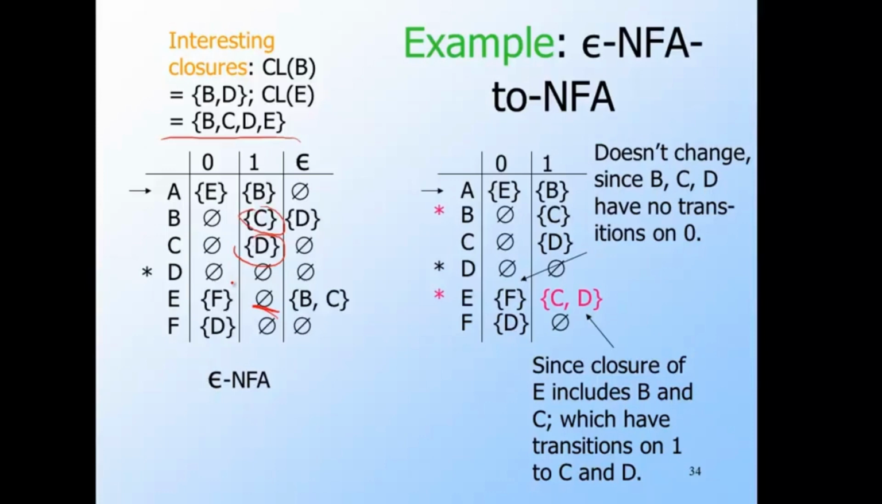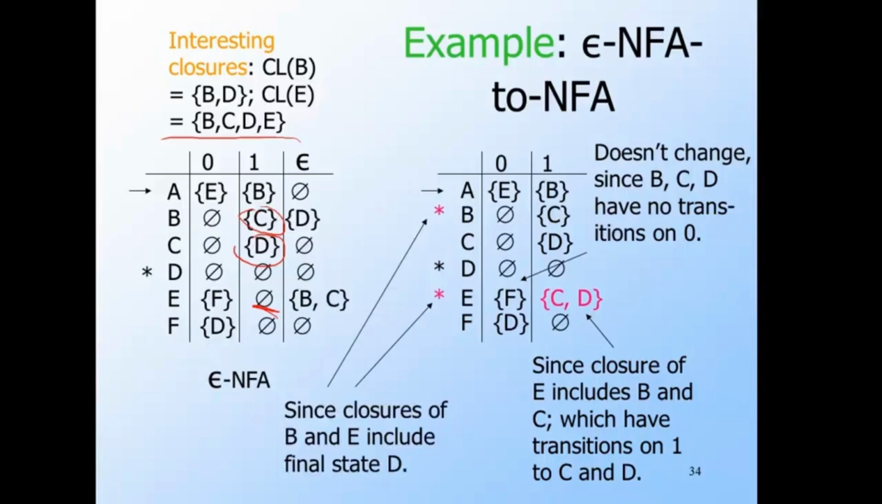Okay, the transition from E on 0 actually doesn't change. The reason is that B, C, and D have no transitions on 0. So the fact that we can get to them on epsilon doesn't help us when the input is a 0. Okay, finally, since the closures of B and E include the final state D, they become final states as well as D in the ordinary NFA. And that's the entire construction.